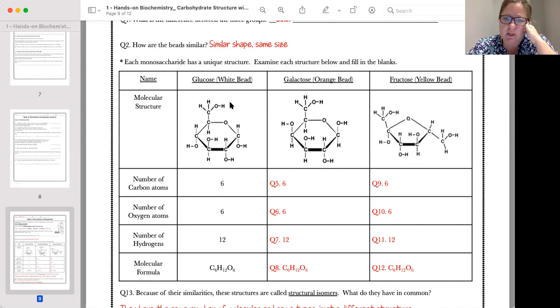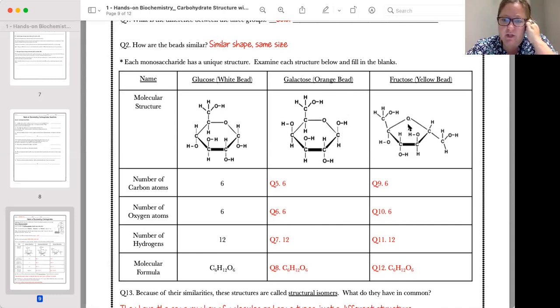Now, if you look between the glucose and the galactose, there is a difference. It's right here with the shape, the structure. And the thing that you need to remember in science is that structure dictates function. If you change the structure of a molecule, really if you change the structure of anything, it changes the function of that structure. So you see here that galactose looks different from glucose, but it still has 6 carbons, 6 oxygens, 12 hydrogens, and the molecular formula is C6H12O6.